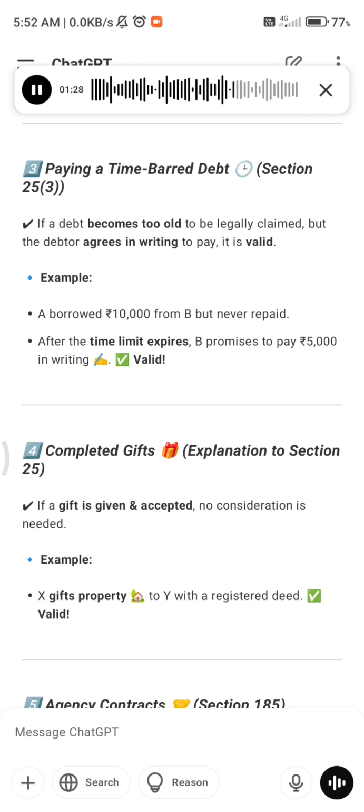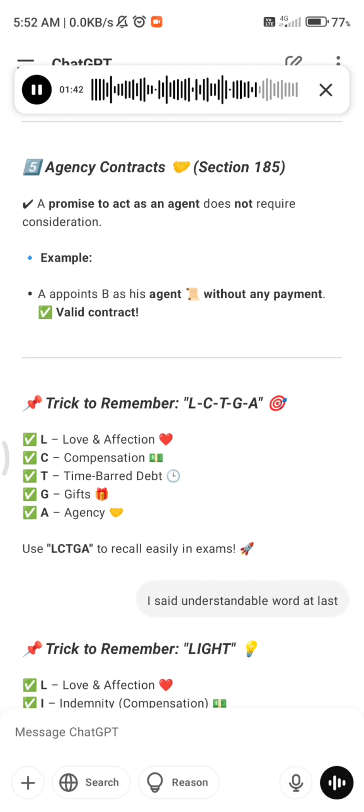Valid. Four, completed gifts, explanation to Section 25. If a gift is given and accepted, no consideration is needed. Example: X gifts property to Y with a registered deed. Five, agency contracts, Section 25. A promise to act as an agent does not require consideration. Example: A appoints B as his agent without any payment. Valid contract.